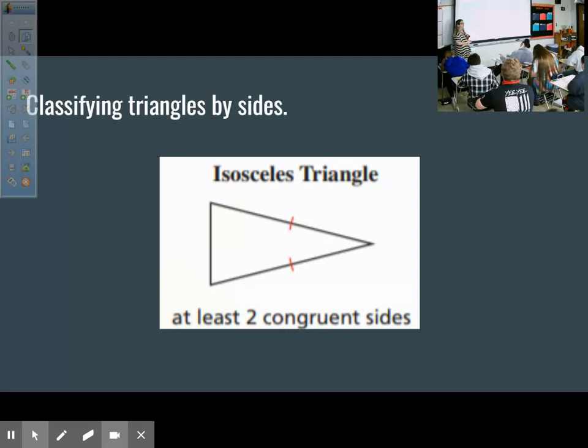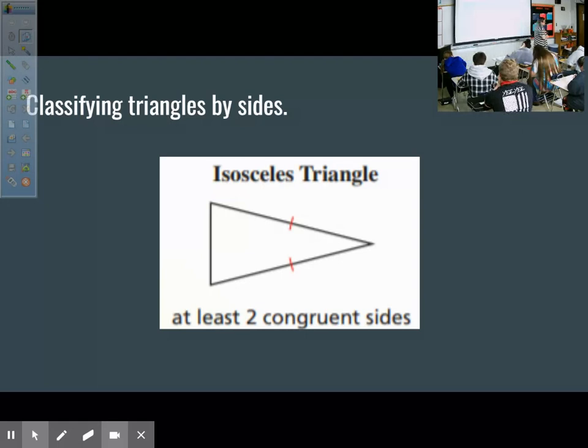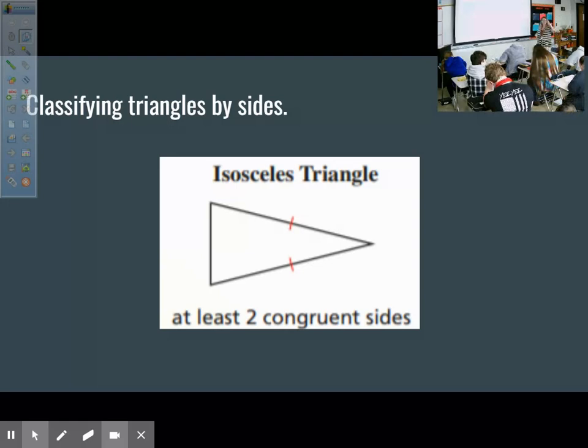Out of those top 3 triangles, which one would be considered isosceles? The middle one. Any others? The last one would also be considered isosceles because it says at least 2 congruent sides. So the second and third ones would both be isosceles. The first one is scalene, and the next 2 are isosceles. The one that has 2 congruent sides and the one that has all 3 congruent would both be considered isosceles.